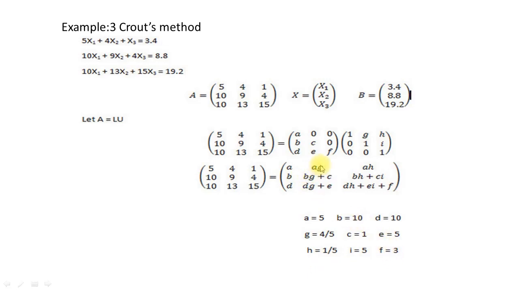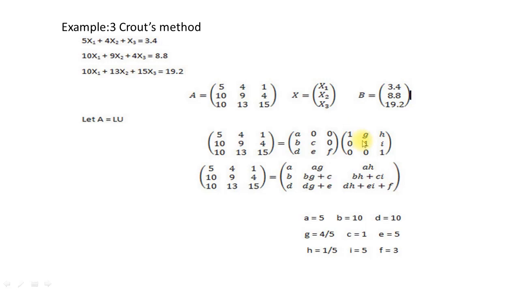Dear students, you see here AG is equal to 4. AG is equal to 4 means that putting the value of A, you can easily get the value of G. And AH is equal to 1. So putting the value of A is equal to 5, you can easily find the value of H, 1 over 5. Similarly, we can find the value of C, E, I, and F. Using these 9 unknowns, you can easily find the lower triangular matrix. Putting here the values of A, B, C, D, E, F, we get the lower triangular matrix, and putting the values of G, H, I, we get the upper triangular matrix.